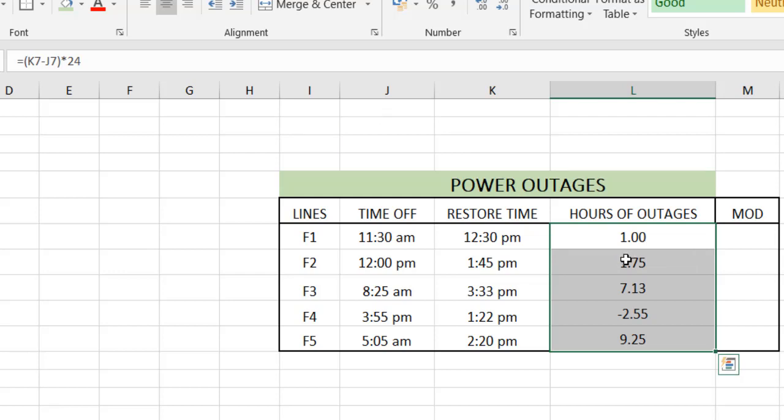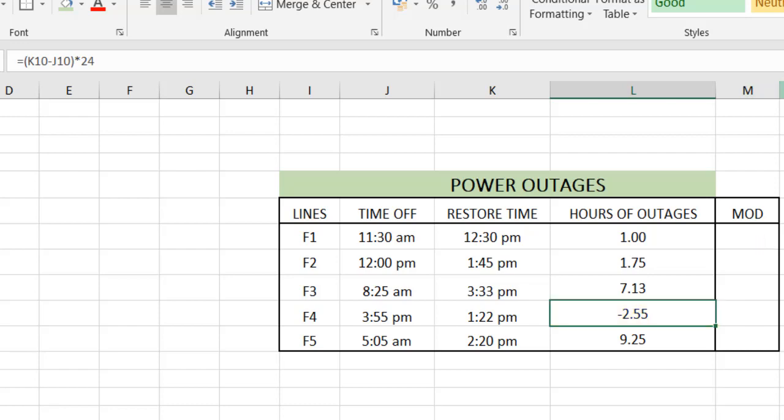What it means is that for the first one, the power went off 1 hour, the second one 1.75 hours, that's 1 hour 45 minutes, or 15 minutes. You can see that there are situations where we have a negative, so it becomes very difficult when we are running from a PM time to the following day, which is a PM time. It means we get a negative. How can we solve such a situation?